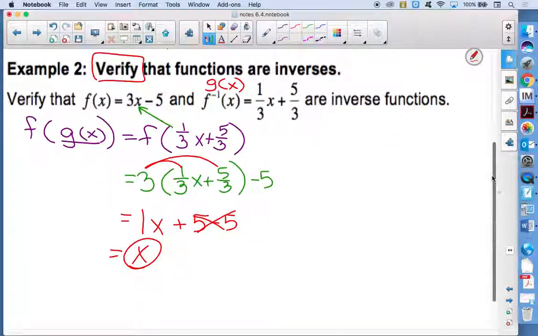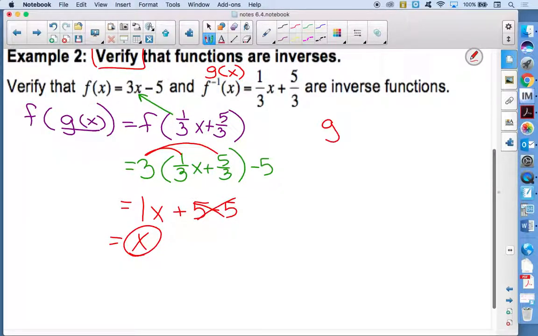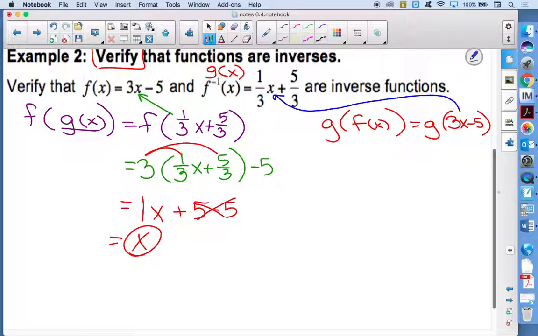All you have to do is try the other side, and you do have to do both because they won't always both equal x. So we need to do the opposite to make sure that it also equals x. So we'll start with the 3x minus 5. And just like Zach said for the previous one, you're taking this, plugging it in for x. So you're always plugging it into the x of the other equation. So 1/3 times 3x minus 5, and then plus 5/3.